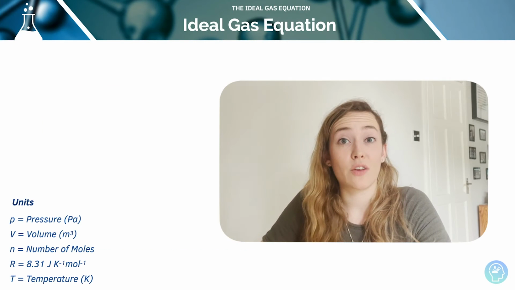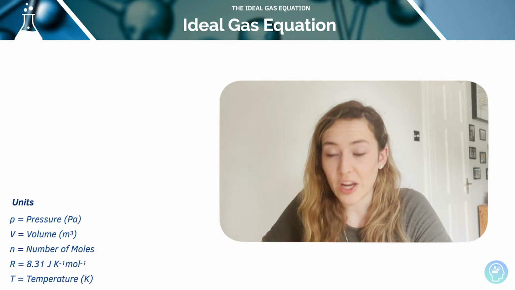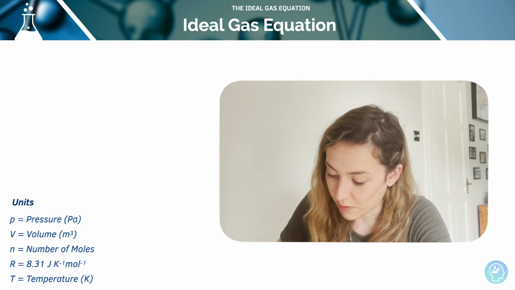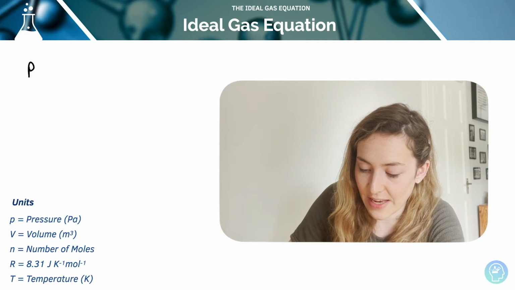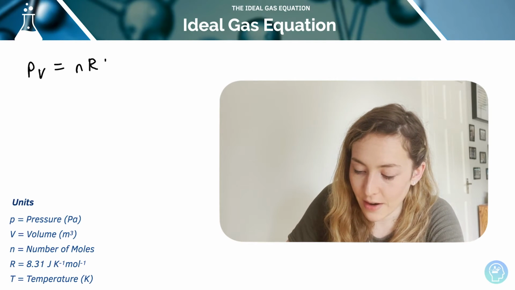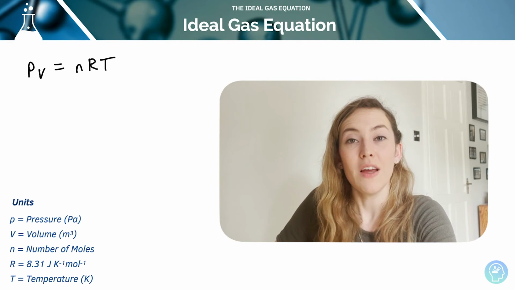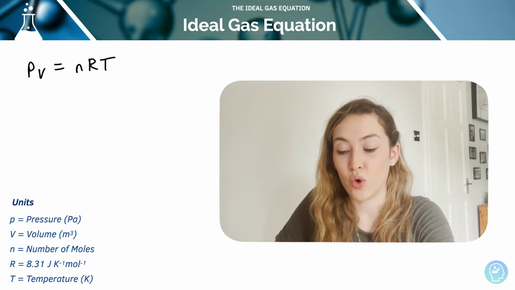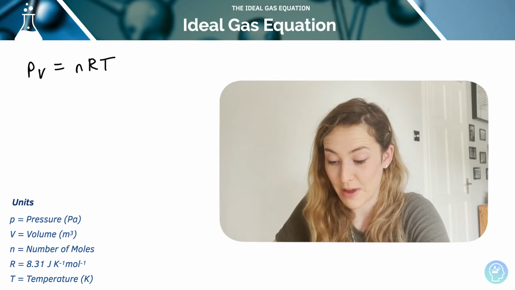So the ideal gas equation is used to calculate the number of moles found in a specific volume of gas. This is the easiest format to remember it in, and then you can just rearrange. So PV equals nRT. As long as you know what those letters mean, you can learn them and then you can just rearrange it to mean whatever you want.